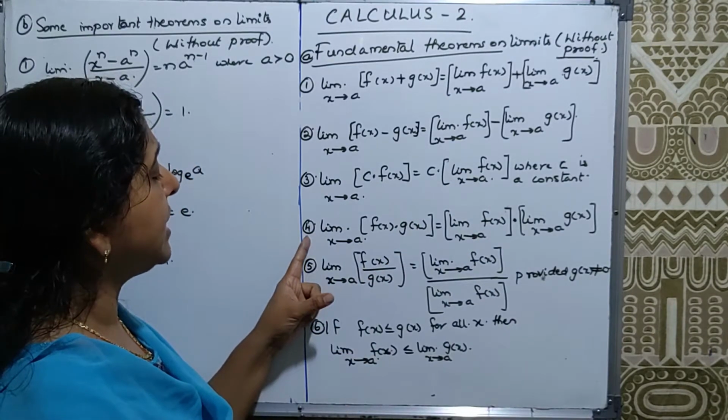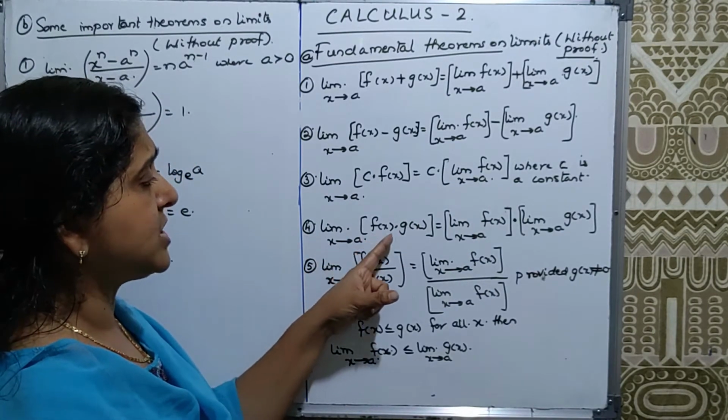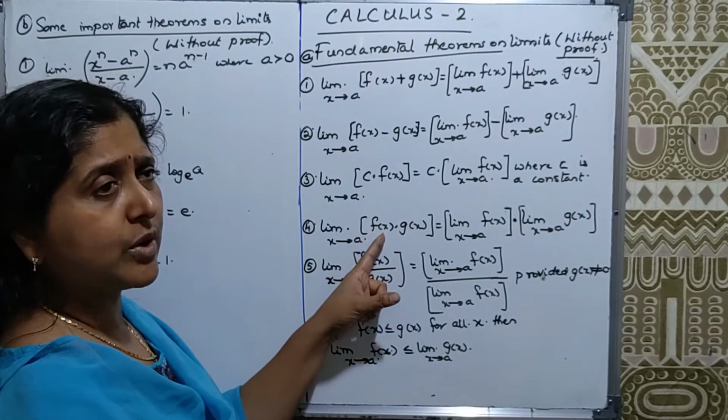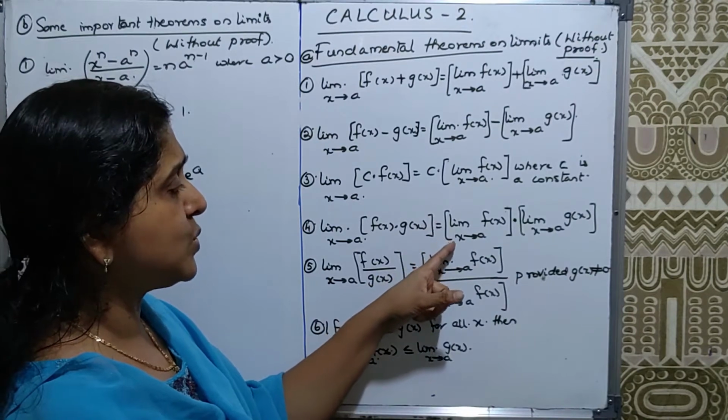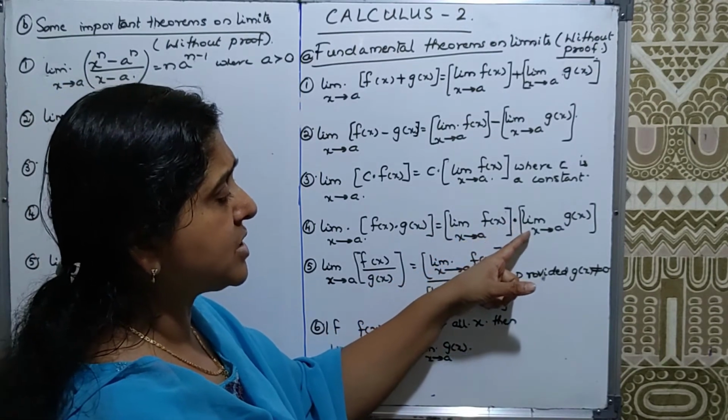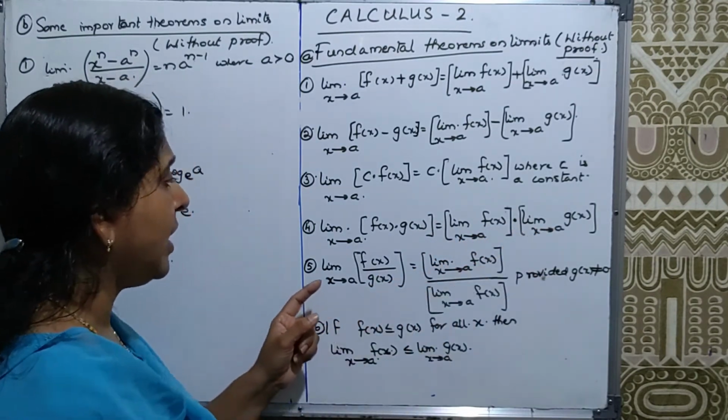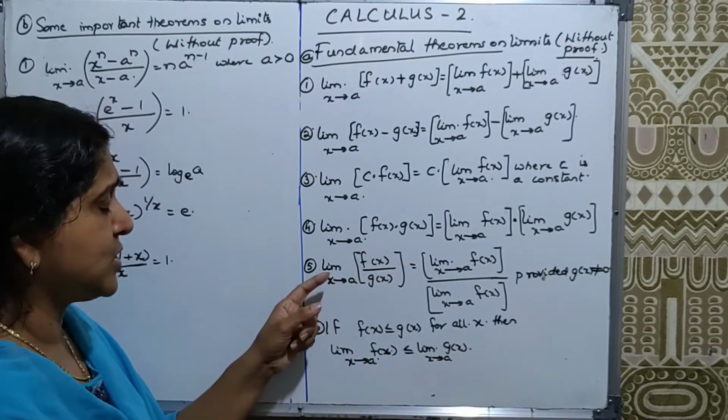Now next one, limit x tends to a, f of x into g of x. Again for limit x tends to a, we will give for each term: limit x tends to a, f of x into limit x tends to a, g of x. That will be based on the product rule actually.